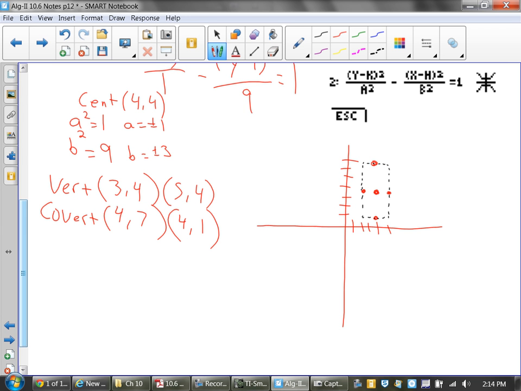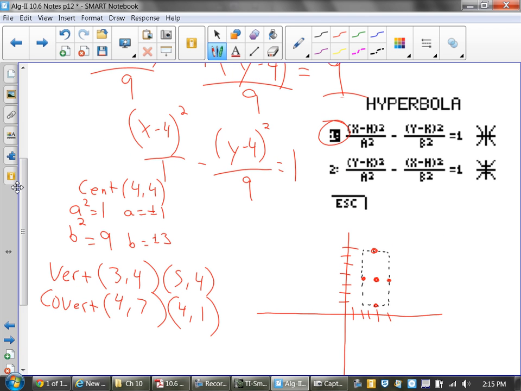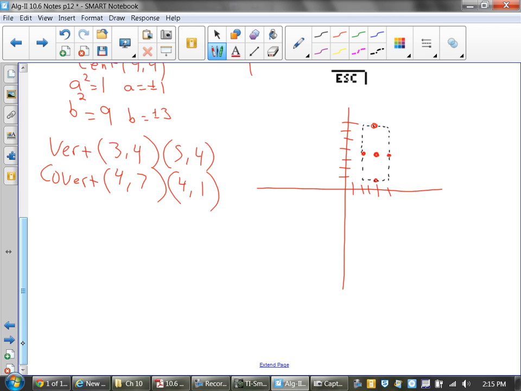Focus. We have to plot a focus. This is a hyperbola, so is it a squared plus b squared, or a squared minus b squared? It's plus, and the reason we remember that it's plus is because it's the opposite of whatever that is. That's the easiest way to remember it. It's 1 plus 9 is 10, so c squared is 10, so c will be plus or minus square root of 10, a little bit more than 3.